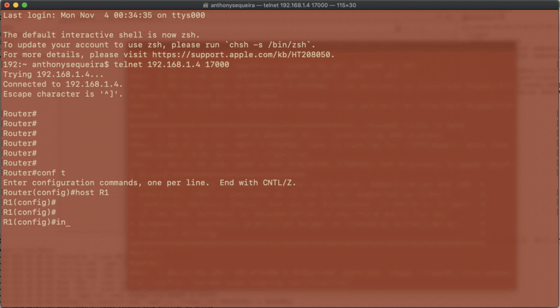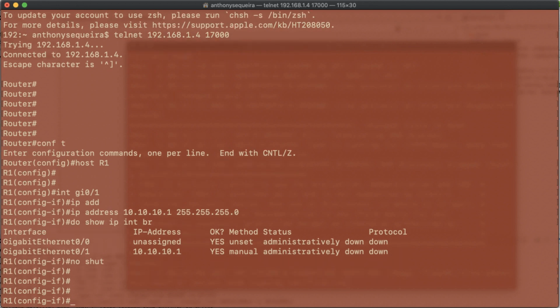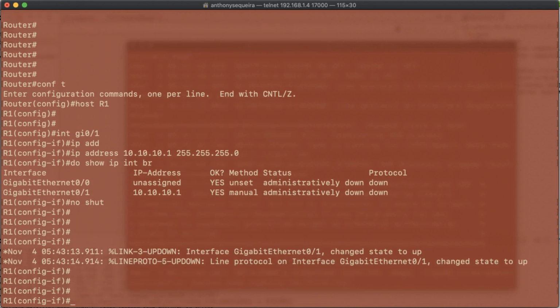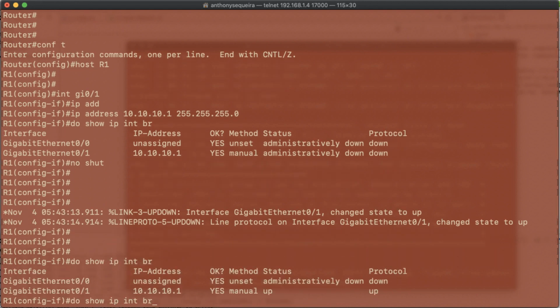And then when it comes to interface configuration, we're going to go into this interface and put an IP address on it and a subnet mask. Does that take? If we do show ip interface brief, yeah, look at that, it did take. When we no shut it, we should see that the IP address is not only there, but that the status is up.